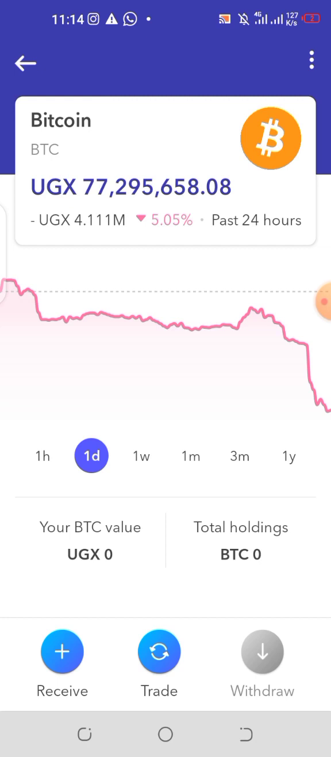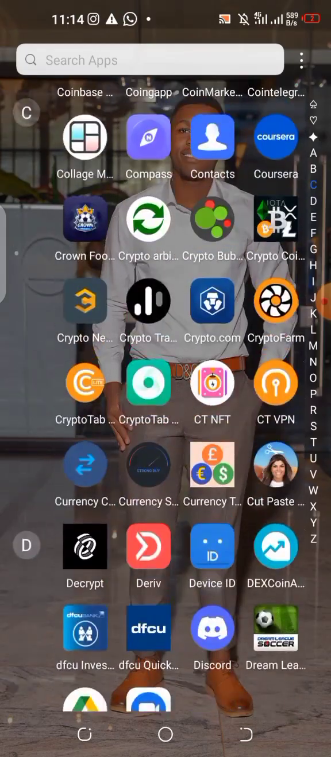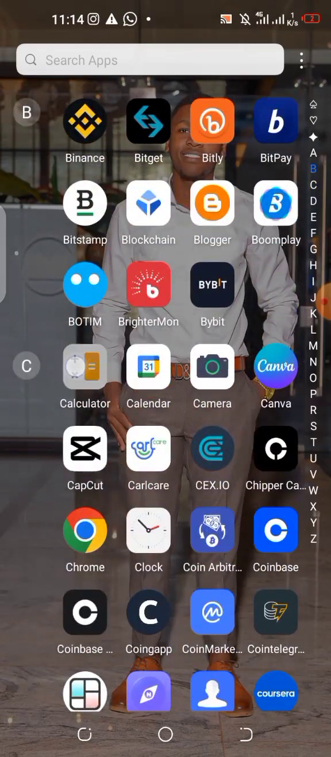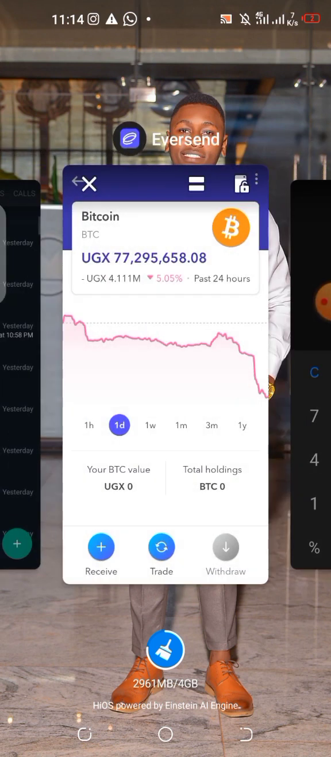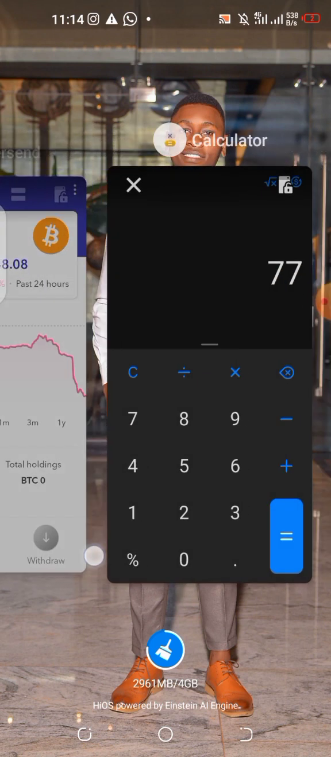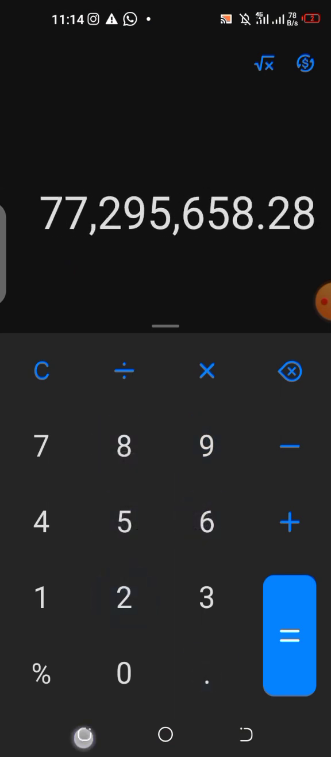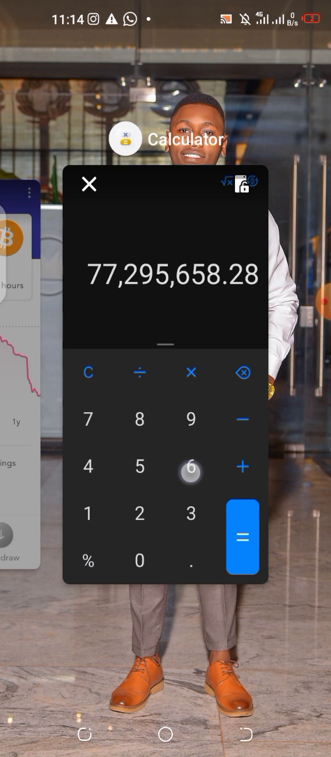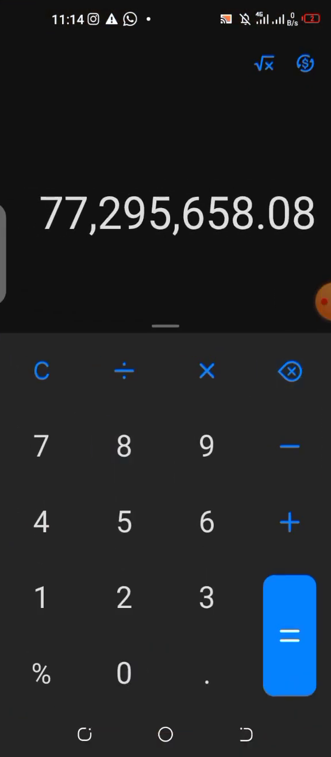Let's go back. I don't know if it will copy, but let's do this. Let's look for our calculator. Okay, it is 77,295,658.28, I think. Yeah, no, 0.08. This is the current price of BTC on Eversend.